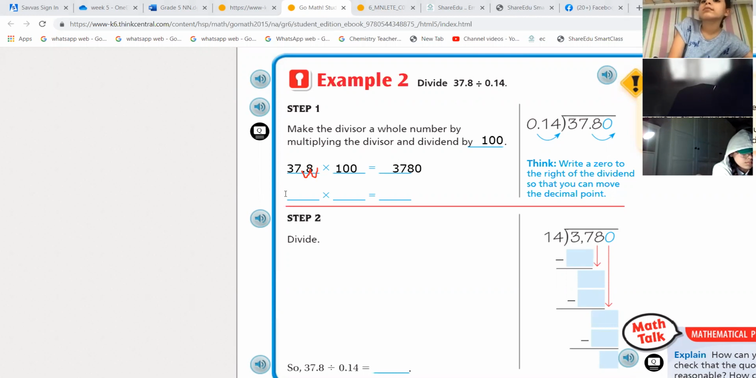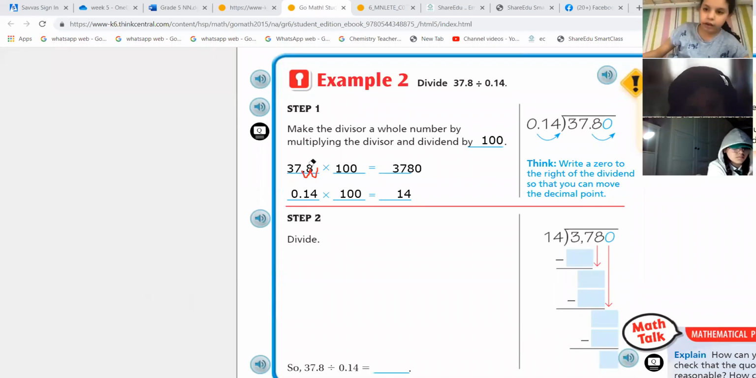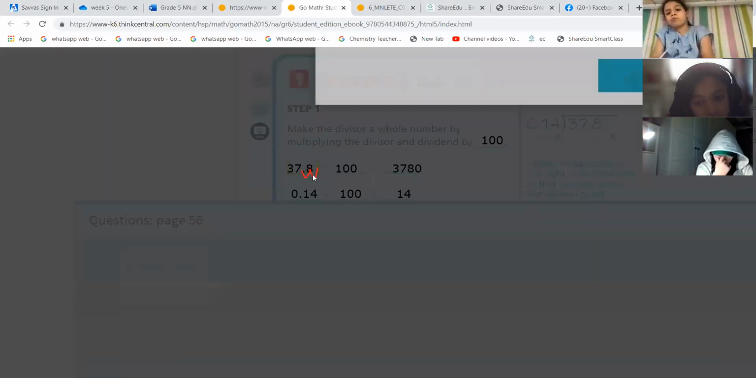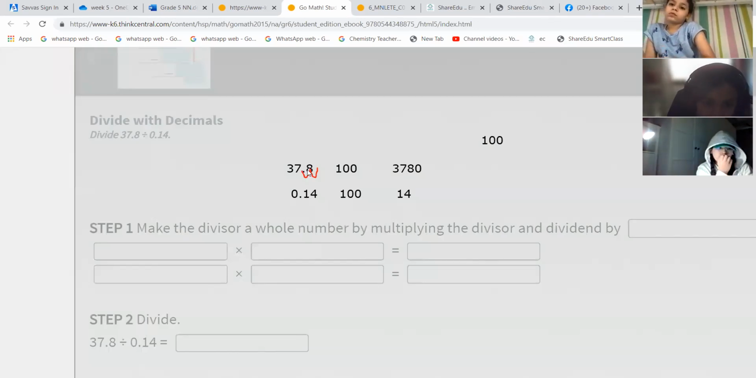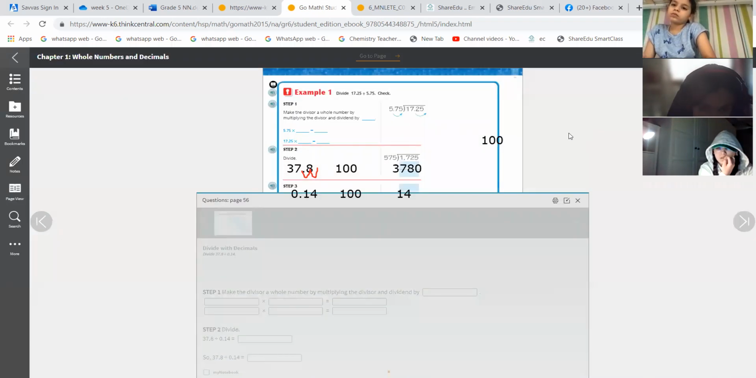Next, same thing, 0.14 multiplied by 100. So what do I get? I get 14. Miss, but why did we put the 0? I didn't really get it. I have explained last year that I cannot multiply two different numbers here.